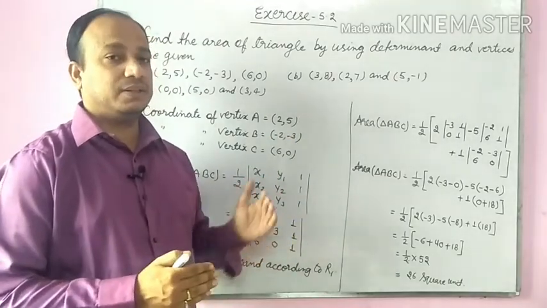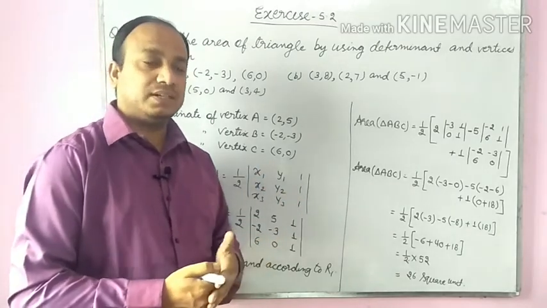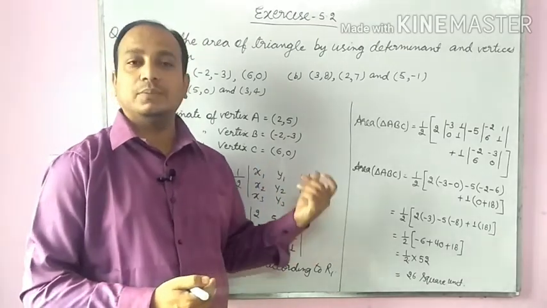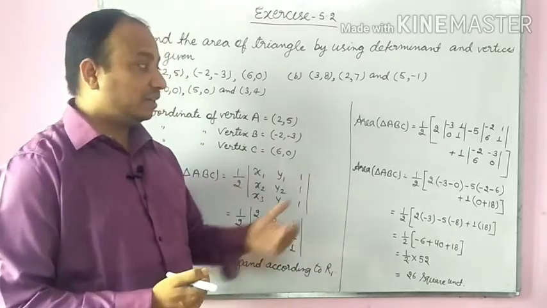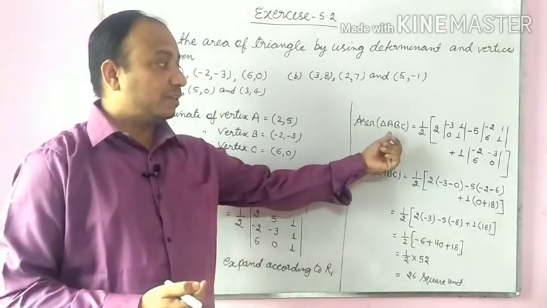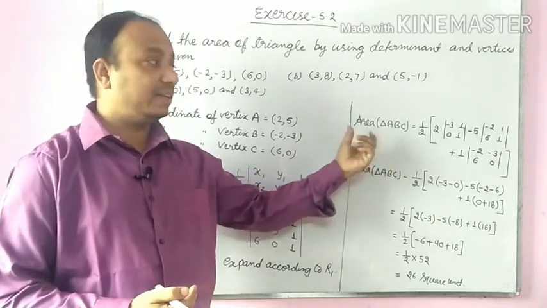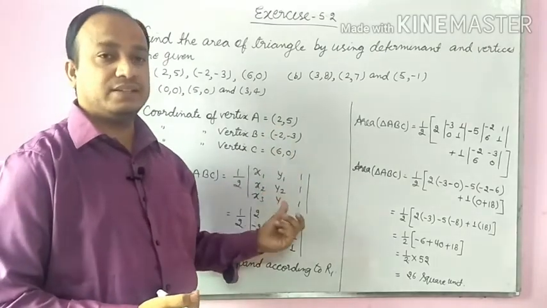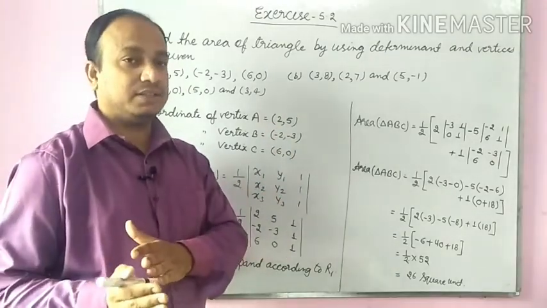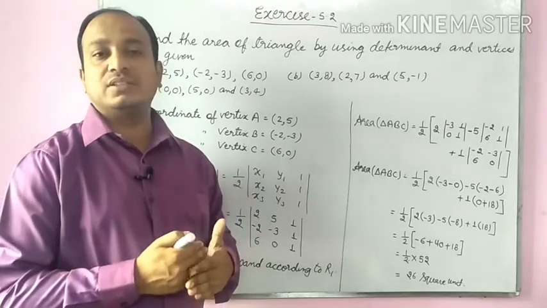The same question came in your 2020 board paper. In it, 3 points were given and we had to check whether these 3 points are collinear or not. Then by using the area of triangle ABC, we use the formula, put in the values of A, B and C, and if the area of triangle ABC equals 0, then we can say that these 3 points are collinear.